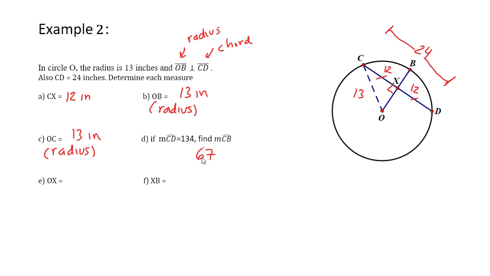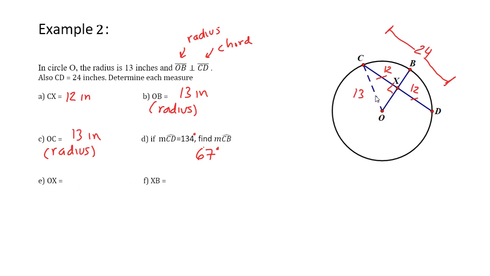Now we are looking at measures. So this is going to be degrees. So degrees, okay, it's not inches. Anytime you measure the arc, that's in degrees. If we were looking for the length, then that would be some sort of unit such as inches or centimeters or things like that.